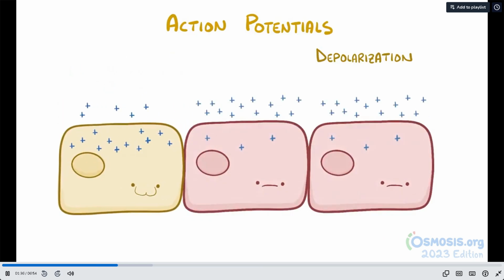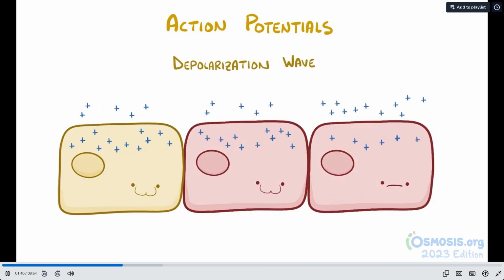If one cell after another depolarizes, then there's a depolarization wave, which is just like a crowd of people doing the wave at a football stadium.